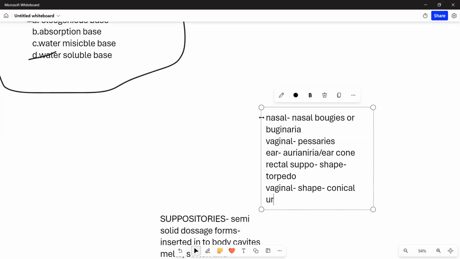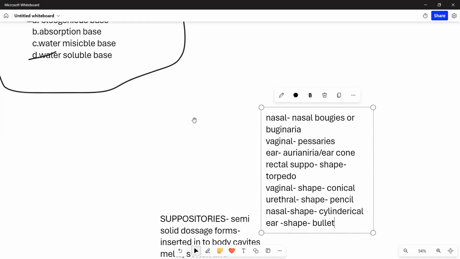For urethral, the shape is pencil shape. For nasal, the shape is cylindrical. Again, great. For the ear, tell me the suppositories which are administered to the ear have which shape? Bullet shape. Great, Vivek. So these are the most important shapes which have to be remembered, guys.